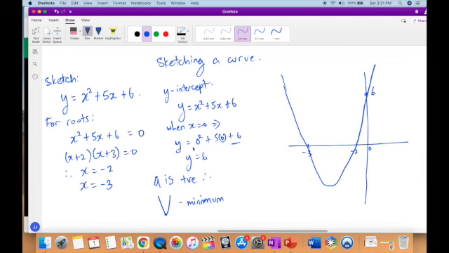Now, this is how we sketch a quadratic curve. But sketching a curve and drawing a curve are two different things, and there are some things that we do not know. We do not know two things. Number one, we do not know this point here, which is the turning point.